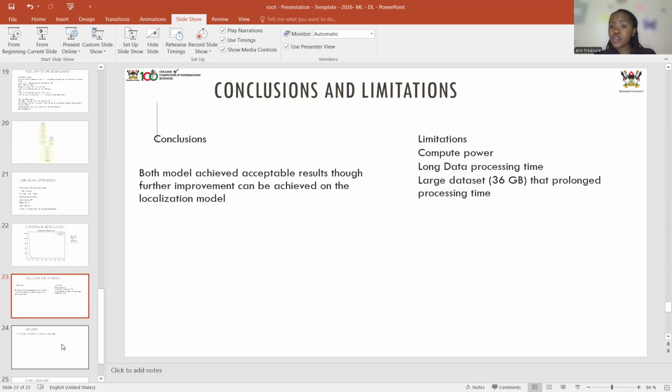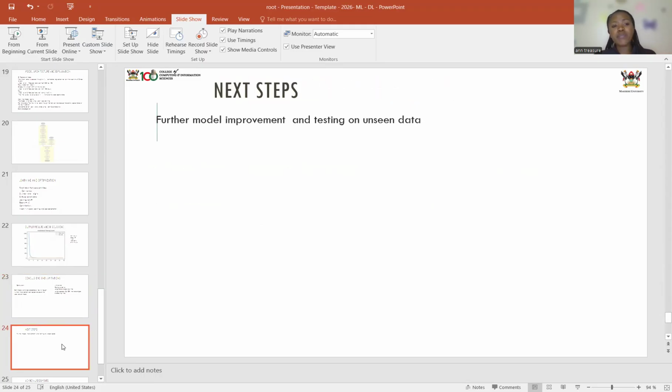We have limitations such as the computing power. They had a large dataset, over 32 GB, that prolonged the processing time. The next step will be further model improvement and testing on unseen data.